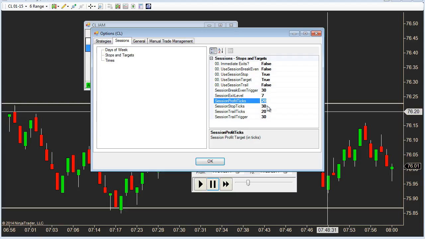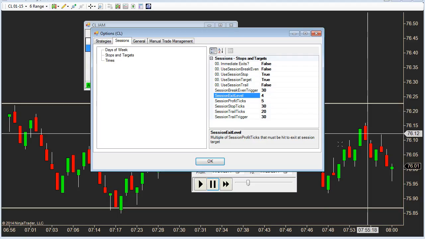So if I want, let's say, a 20 tick target for the day, and I'm going to run the profit ticks at 5, and then I'm going to run 4 session exit levels. That's 5 times 4 is 20. It gives me 20 ticks, and you'll see the numbers come up on the screen.